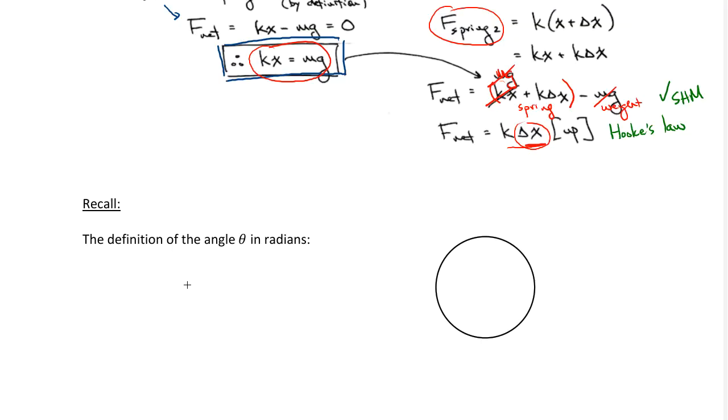To understand the next part, let's just quickly review the definition of the angle theta in radians. If we're working in radians, the angle theta is defined as the arc length divided by the radius of the circle that you're working in. So if this is a circle and we sweep out an angle theta here, then that angle theta is equal to this arc length, which I'll call s, divided by the radius of the circle. That's going to come in handy in a moment.